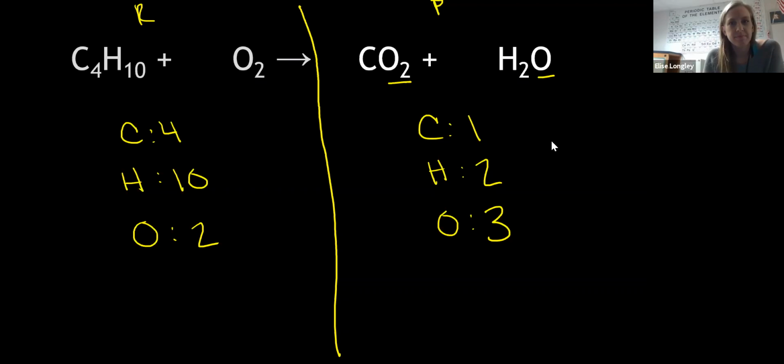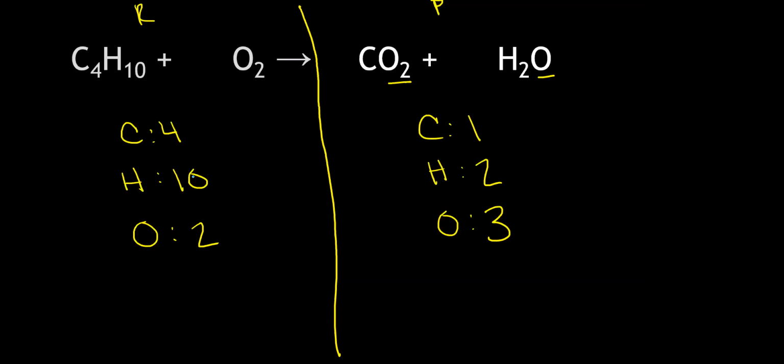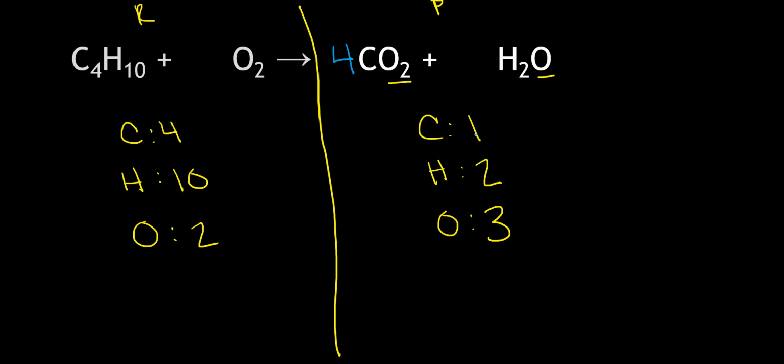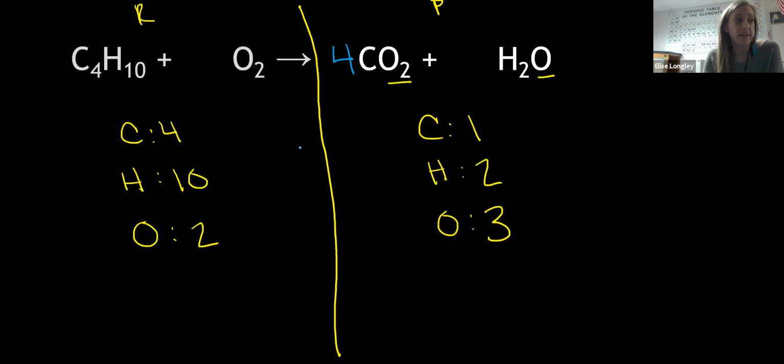Okay, so there's 4 carbons, 1 carbon. Wouldn't you just multiply CO2 by 4? Yes, and when we say multiply by, we write the number out front. What is the mathematical or scientific name for this number out front? Coefficient. So there's a coefficient of 4 on carbon dioxide to result in the balancing of carbon.